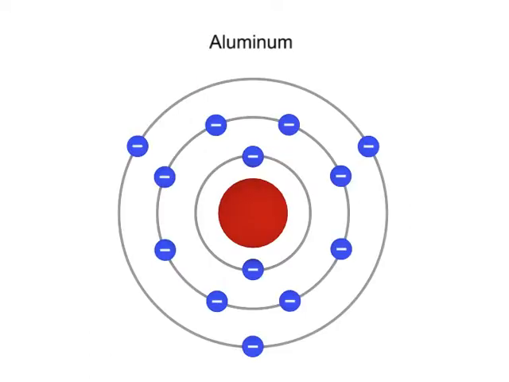Now let's look at a 2-dimensional representation of an aluminum atom. Aluminum has 13 protons and 14 neutrons in its nucleus. 13 electrons occupy various orbits or shells around the nucleus. The 2 electrons nearest the nucleus occupy the first shell. The first shell can contain only 2 electrons.